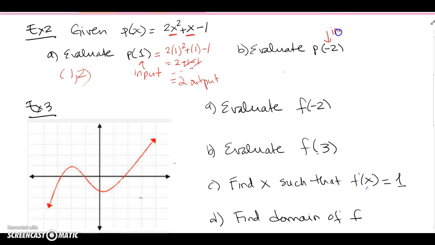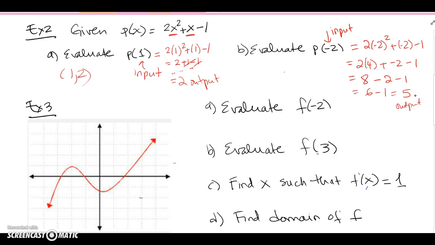So we're given the input, and we're supposed to go find the output. We plug in the -2 in all the x locations. Plug in -2, and we do order of operations with the exponent first. That's 2 times 4, plus a -2 minus 1. That's 8 minus a 2 minus 1, which is 6 minus 1, which is 5. So the output we got is 5. That gives us the ordered pair -2, 5. The problem asks to evaluate these two pieces. So the first one evaluates to a 2, and the second one evaluates to a 5.